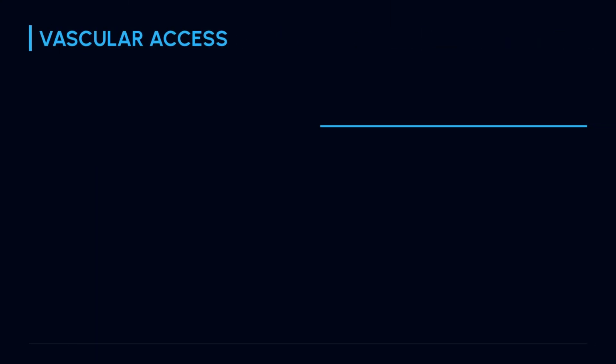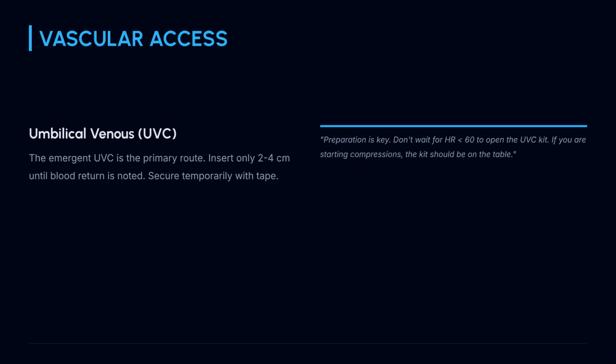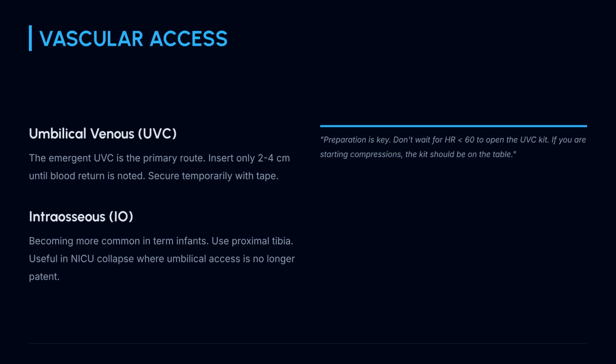For emergent vascular access, the umbilical venous catheter is the primary route. Insert only 2 to 4 centimeters until blood return. Intraosseous access is an alternative, especially in NICU collapse, commonly using the proximal tibia.